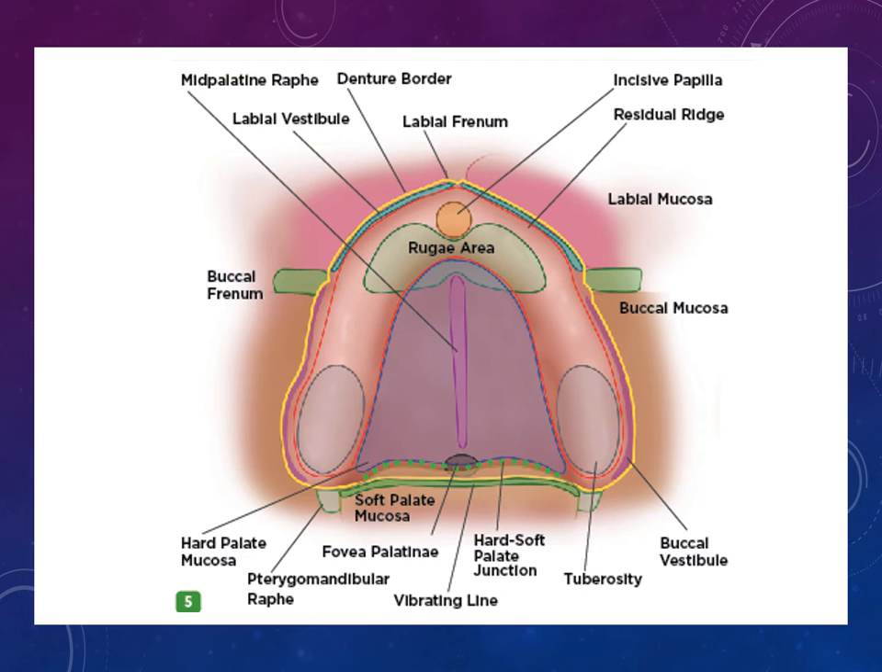And at the junction of your hard palate and the soft palate is the PPS area, or the posterior palatal seal area. And at the junction of the PPS area, there are small minute depressions which are called the fovea palatinae, right? And behind the tuberosity area is your pterygomandibular raphe. So I hope this is giving you a clear picture of the different areas of the maxillae. We will discuss in detail about each particular part.